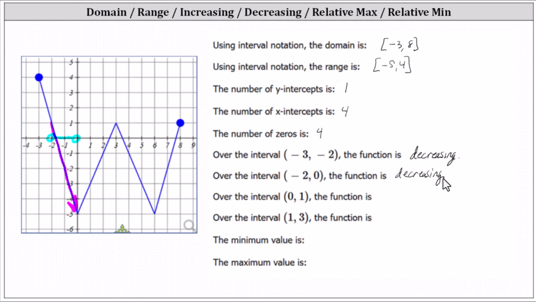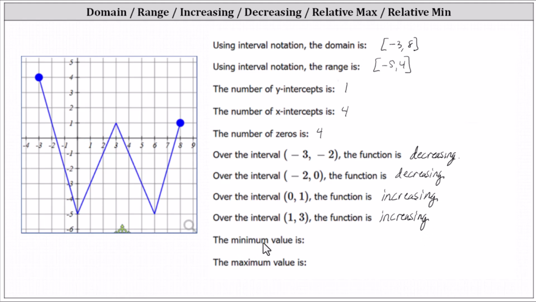The next open interval is from 0 to 1, which is this open interval, which means we need to analyze this piece of the graph here. Notice over this open interval, the graph is going uphill from left to right. The function is increasing over this open interval. The last open interval is from 1 to 3, which is this open interval here, which corresponds to this piece of the graph, which from left to right is going uphill, indicating the function is increasing over this interval.